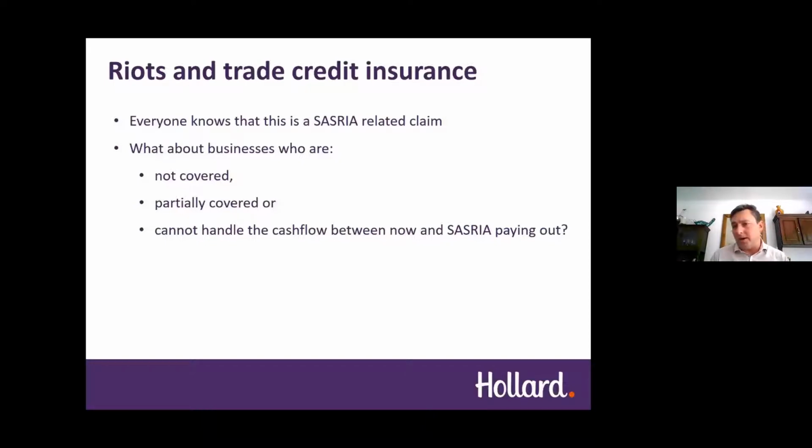The trade credit policy, just to get a little bit technical, does have an exclusion that says, if you're able to get other insurance on that risk, then it's not covered under the trade credit insurance policy, which technically means that SASRIA is an other insurance, which means that we're not on the hook for the SASRIA event, or for that rioting event, which is 100% correct. We're not on the hook for that. However, if a business goes under because they're unable to trade, obviously we are on the hook.